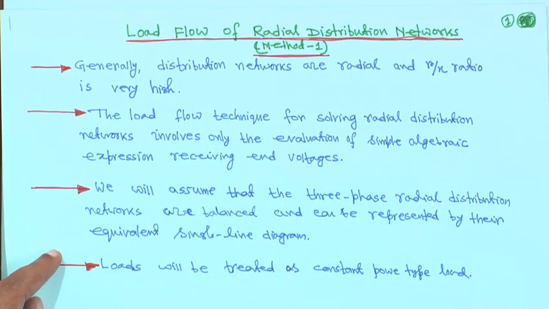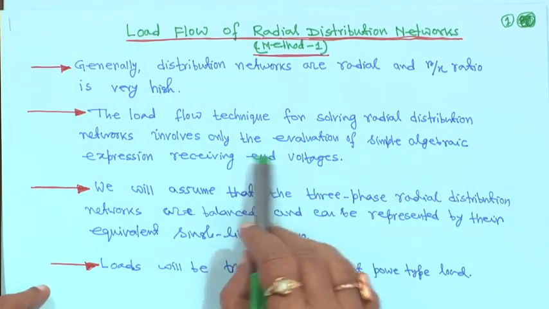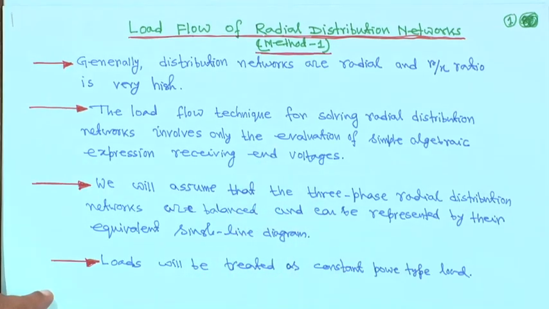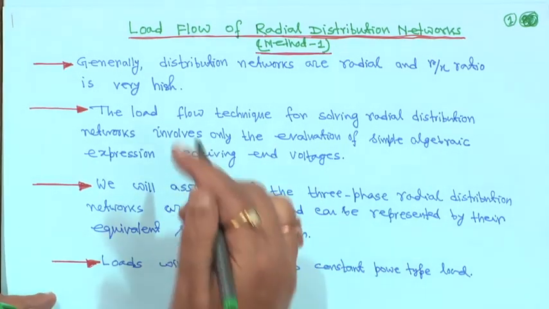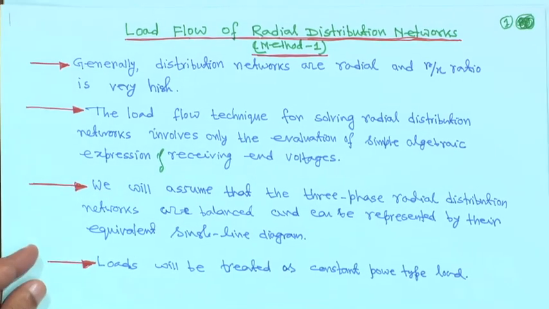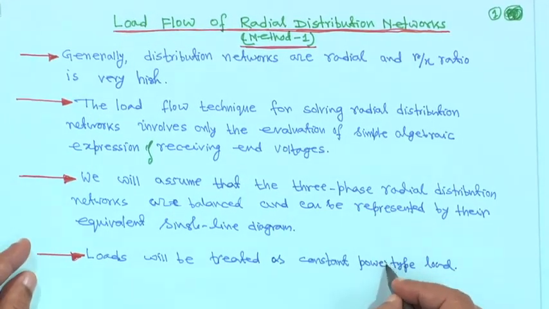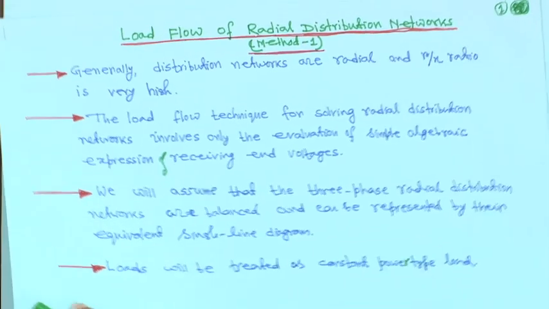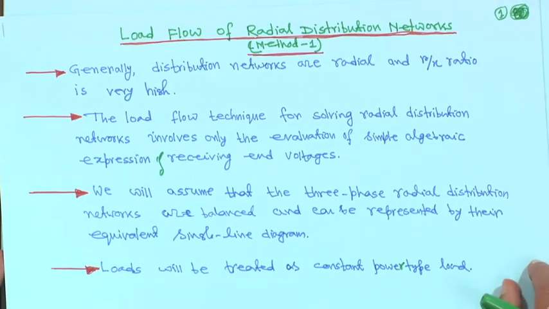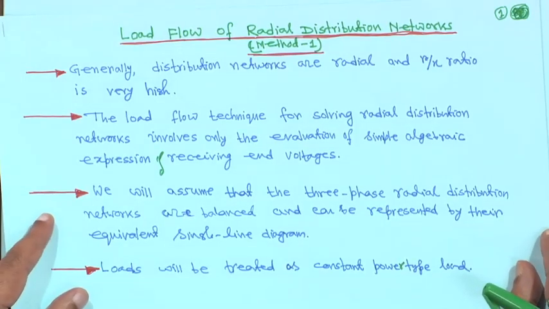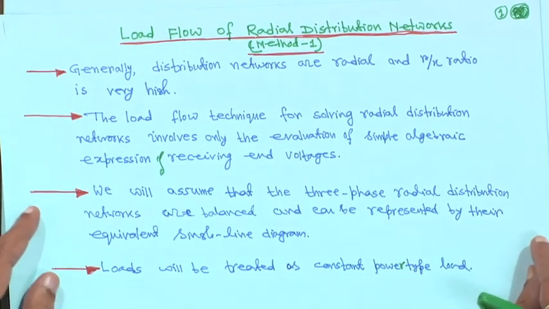And the second thing is that the load flow technique for solving radial distribution networks involves only the evaluation of simple algebraic expressions of the receiving end voltages, right. So, we will not use any Newton-Raphson method or Gauss-Seidel method, we will exploit the radial nature of the distribution system, right.